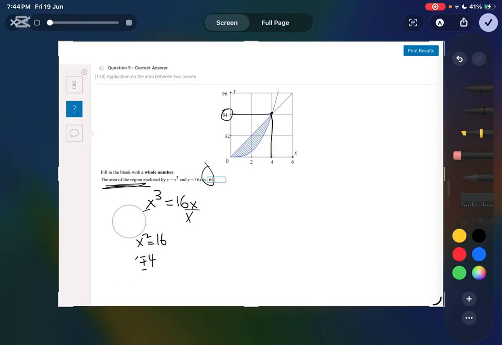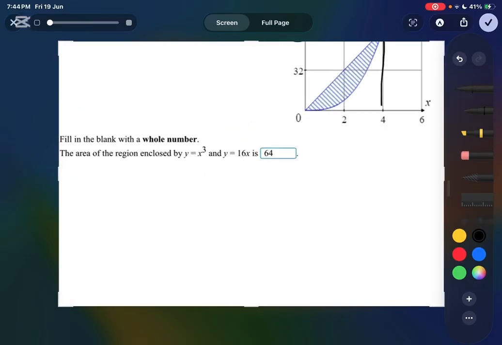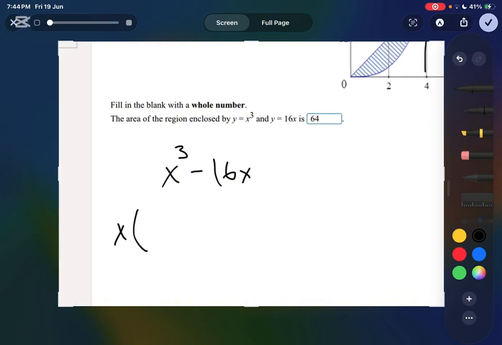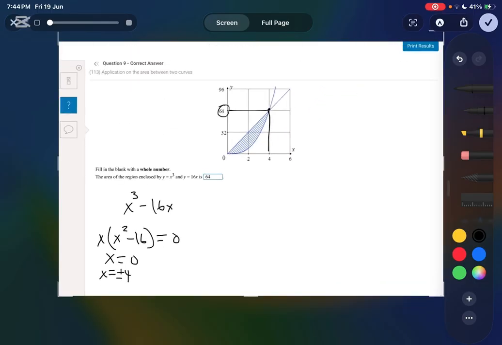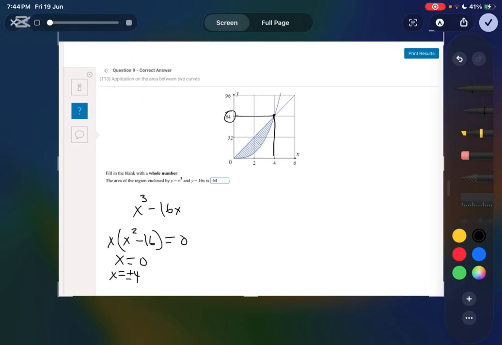Oh no, my bad. Or wait, there's this way, which is x cubed minus 16x. You take x as a common factor, so x squared minus 16. Oh yeah, the same thing. So x equals 0, and you have x equals positive or negative 4. So you have 0 and positive or negative 4. Now you have to see which one is which, give me a second, let me see if I'm correct.